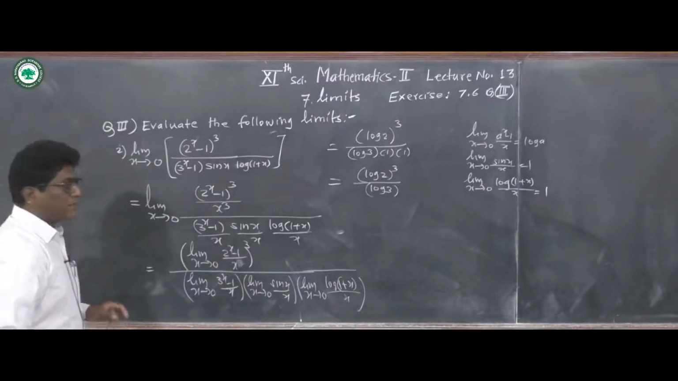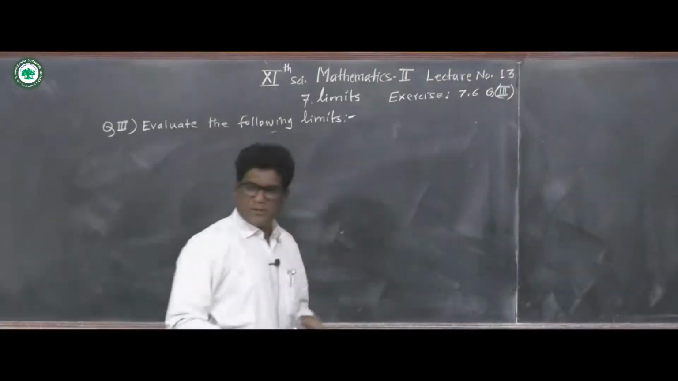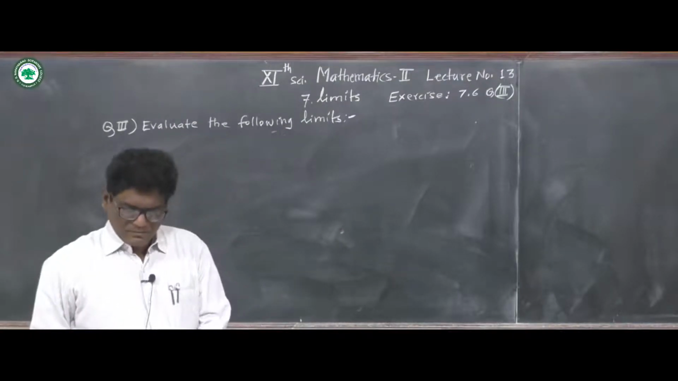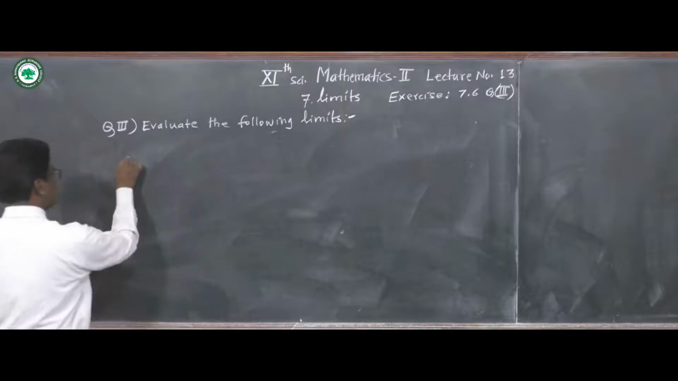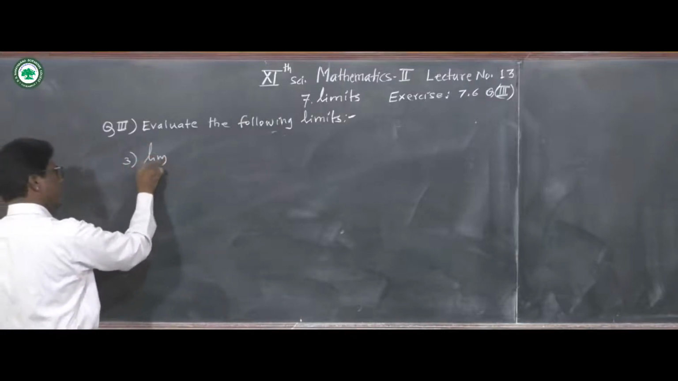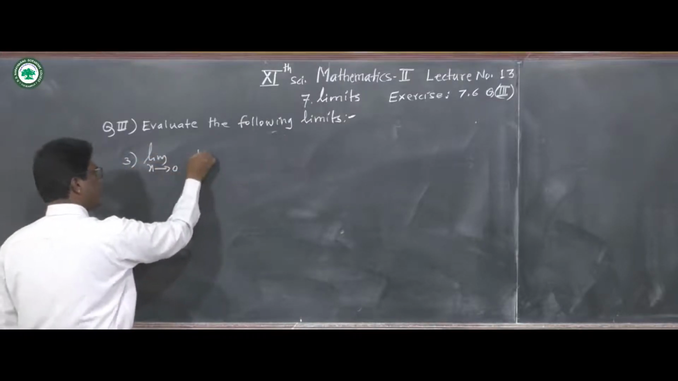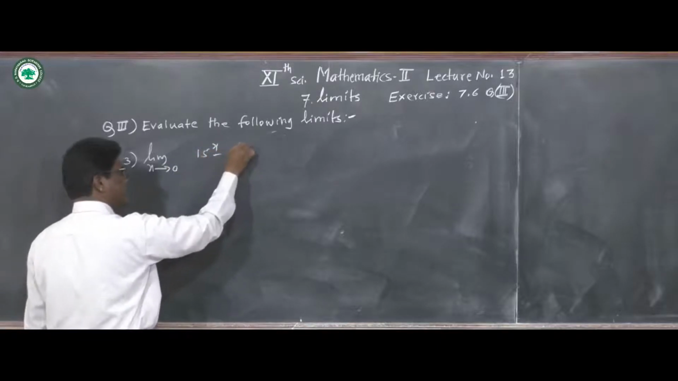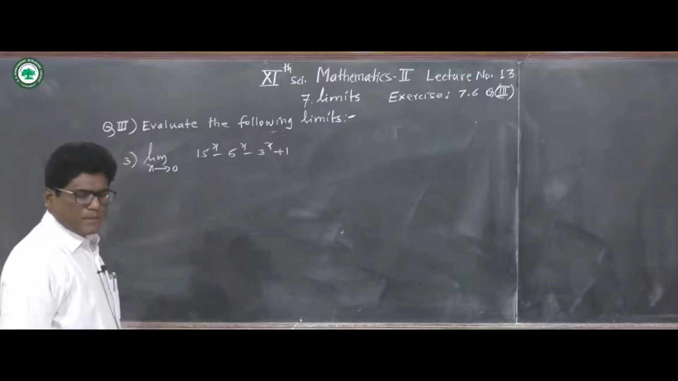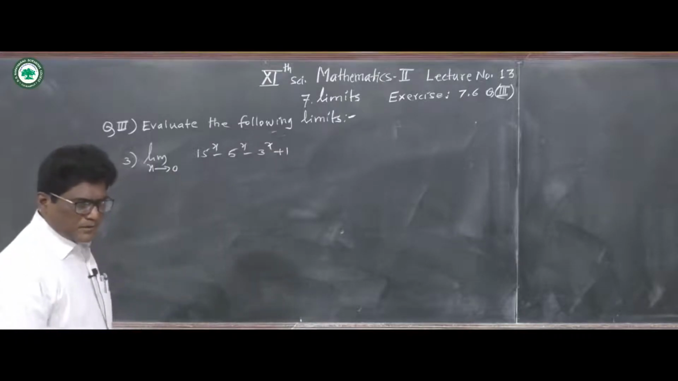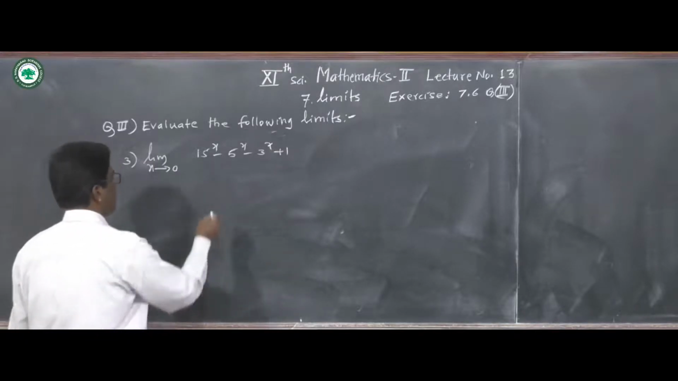Now we will see the third problem. Third problem here: limit x tends to 0, 15 to the power x minus 5 to the power x minus 3 to the power x plus 1, divided by x sin x.